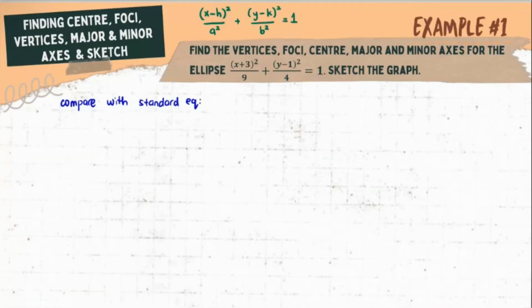So apa yang kita boleh dapat ini. (x minus h) squared dengan (x plus 3) squared over 9. So from here we have h equals to negative 3. And then kita ada k equals to 1, bukan negative 1. k adalah 1. And then kita ada value of a squared equals to 9. Dan kita ada value b squared equals to 4. Okay, nampak tak yang mana satu saya compare?